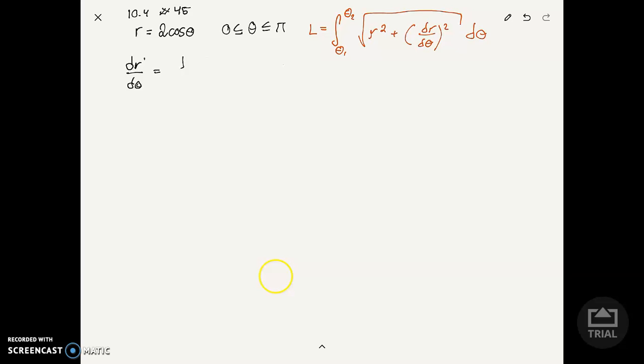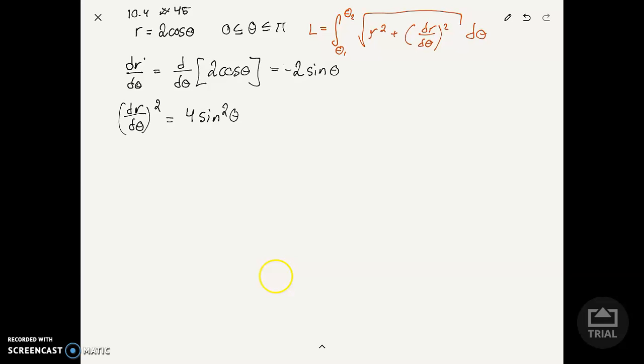so taking the derivative with respect to theta of 2 cosine theta. And that is, well, the coefficient's just hanging out, and then we've got a negative sign from the cosine. But then when we square it, as the formula calls for, the negative sign doesn't even matter, and we're just left with 4 sine squared theta.